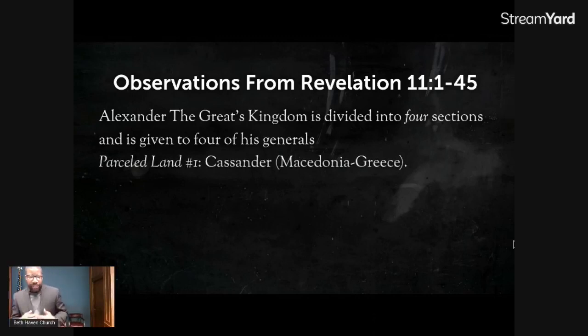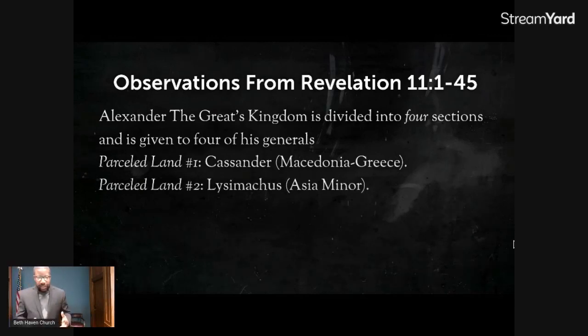One general goes by the name of Cassander. He is responsible or in charge of Macedonia, Greece. All right. Well, part of that Macedonian area is given to him. The second land parceled is, I'm not even going to try to pronounce that. We'll call him L. How about that? His rule is over Asia Minor. Okay. So if I ever had a kid, I would name them this. Asia Minor.